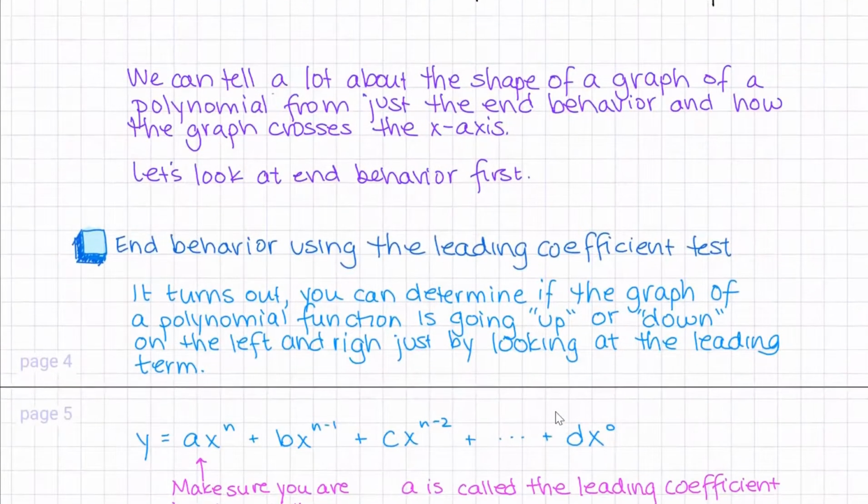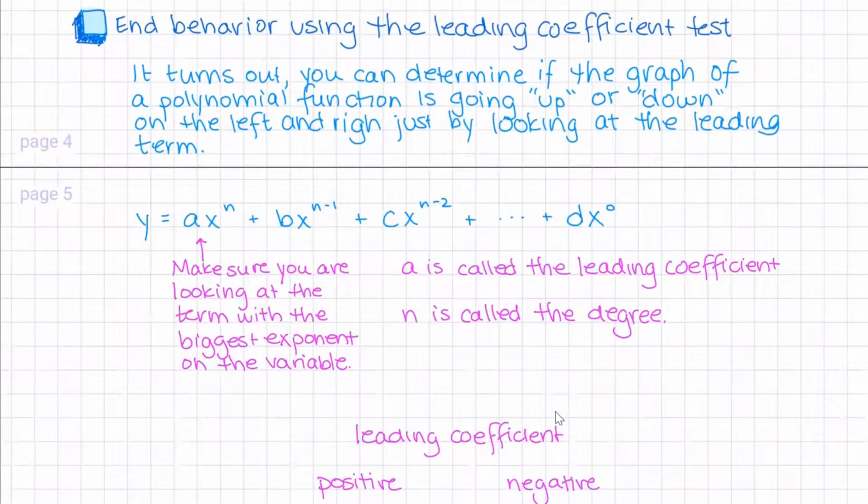So let's look at the end behavior. There's something called the leading coefficient test, which I always find weird because we also have to look at the exponent, not just the coefficient. I don't know why they don't call it the leading term test, but whatever. So we look at the leading coefficient. So here's our polynomial again, remember? The biggest exponent is your degree. So n is called the degree. And then the coefficient in front of that is called the leading coefficient.